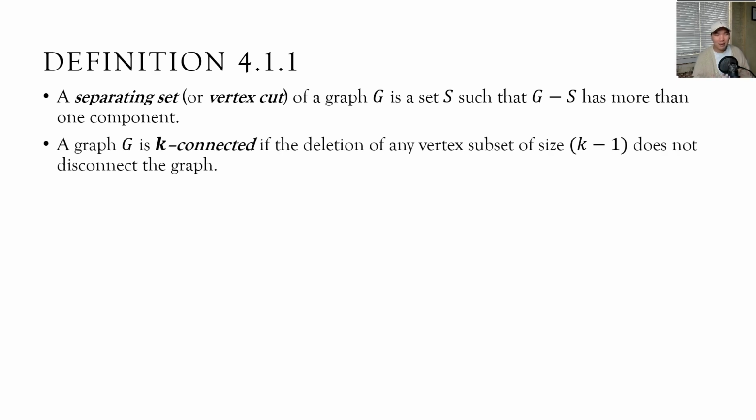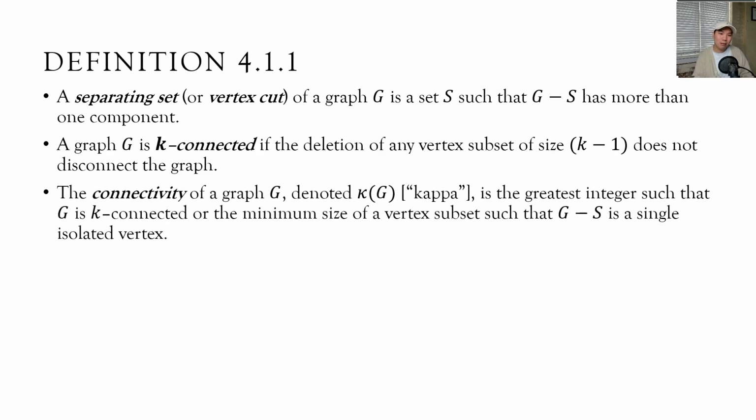And now we can talk about connectedness. A graph is k-connected if the deletion of any vertex subset of size k minus 1 does not disconnect the graph. So in other words, if I'm talking about, for example, a 3-connected graph, that means no matter what two vertices I delete, my graph will still be connected. All right, so we have k-connected.